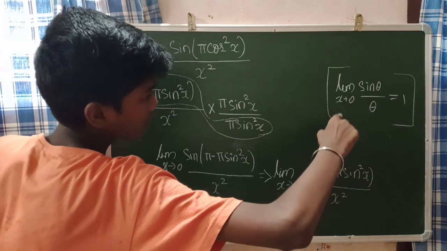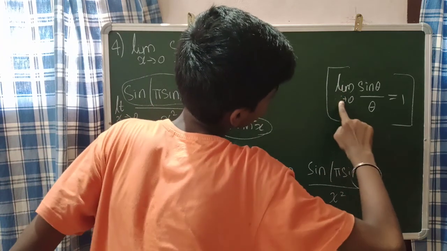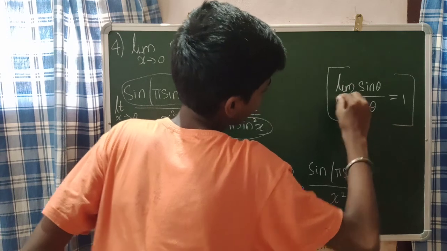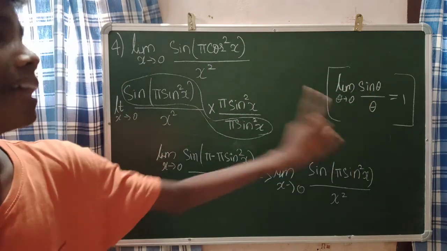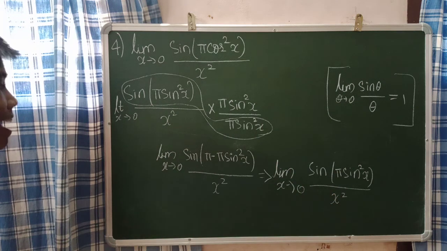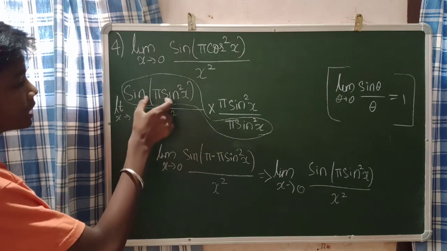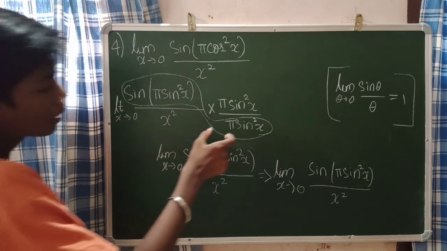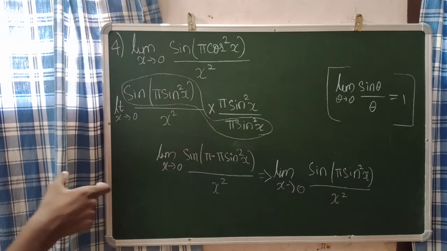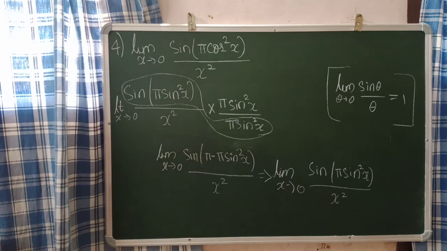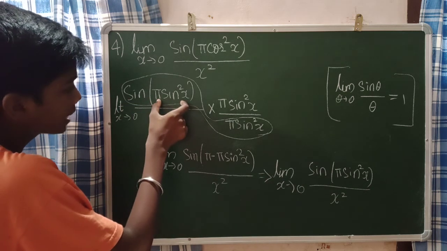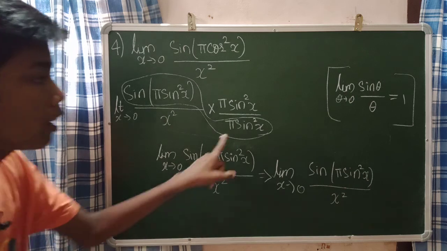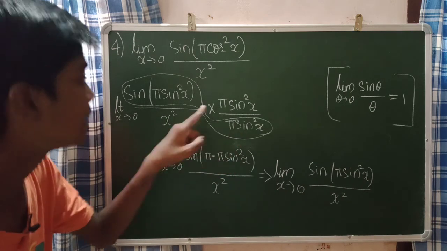So as your limit of, guys, I should write theta, right? Sorry. So limit of theta tends to 0 of sine theta by theta will always be 1. As here, your x tends to 0, sine of pi sine square x divided by pi sine square x will be 1. Because here, sine of pi sine square x is one value divided by the same angle, it will give us 1.